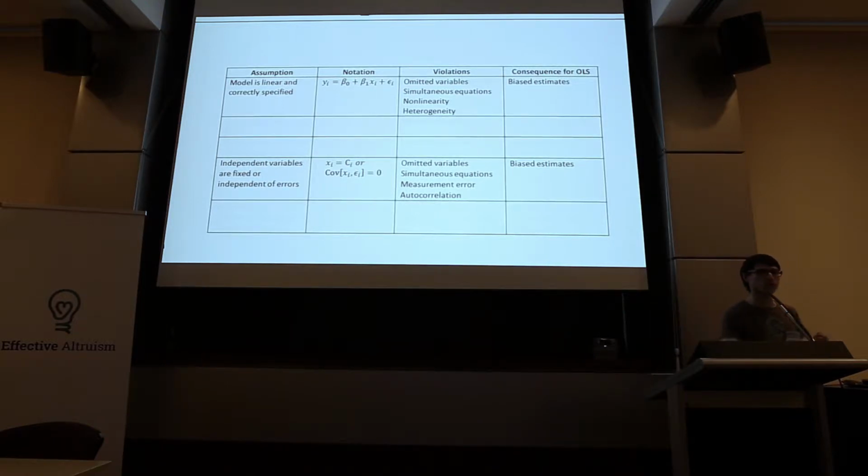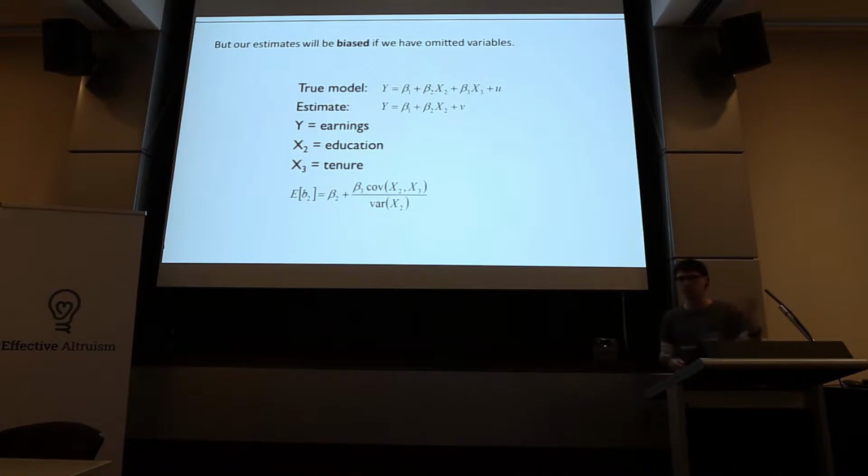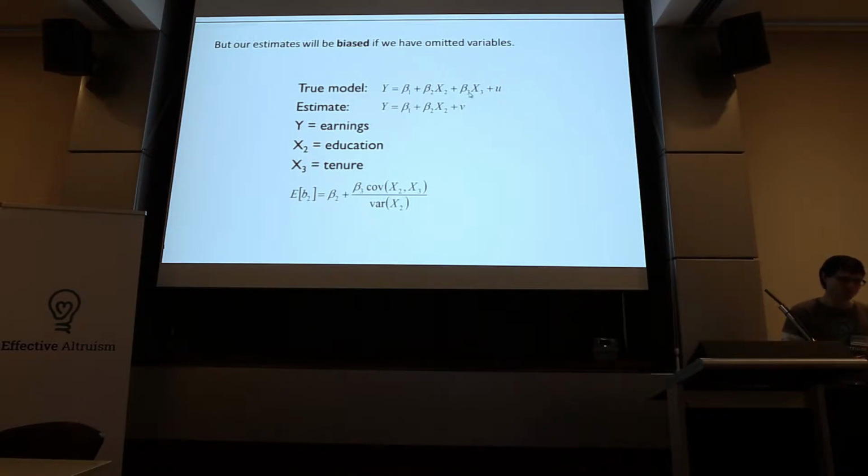So let's talk about the reasons for why these violations can occur. Omitted variables, that's the first one I mentioned previously. Our estimates will be biased if we have omitted variables. In other words, the true relationship looks like this. So y could be, let's take income as an example. Earnings and education, but let's say that earnings also depends on tenure, like the amount of time you've been at the company. But we just estimate y against education. We leave off tenure. So that would be an example.